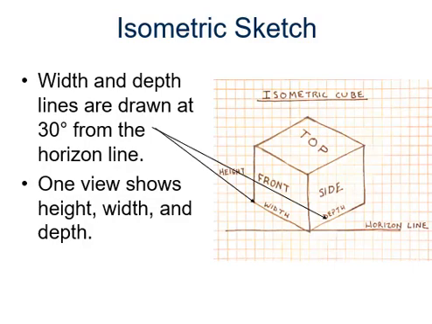This is a sketch that shows the width and depth lines drawn at a 30-degree angle from the horizon line. So in your handout, you're asked to create two different isometric sketches, and these sketches will, similarly like this cube, show the height, width, and depth of the object.